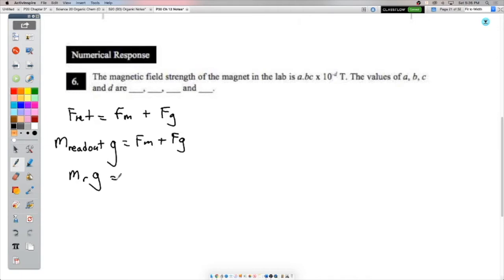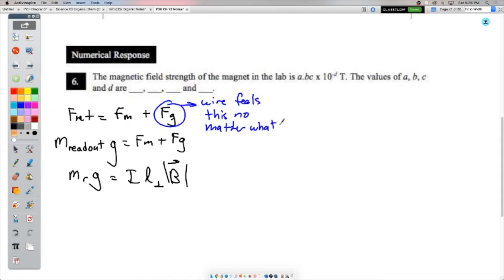Well, we know the magnetic force is current times the perpendicular length of the wire times the magnetic field strength. Hey, that's what we want in the end. Okay, plus Fg. Now, what is Fg? Well, Fg is the force of gravity that the wire truly feels, right? So this is the force of gravity that the wire actually has, which is what we were saying here. We were saying that the readout of the scale is going to be equal to the force of gravity that the wire would feel. So the wire feels this no matter what, right? This is the force of gravity that the wire is feeling because of its mass. It's just that the net force on the scale is going to get smaller as Fm gets bigger as we increase the current, okay? So how do we get that Fg of the wire?